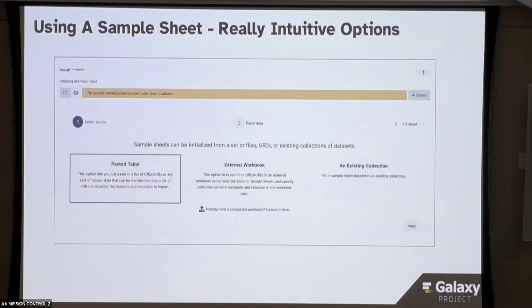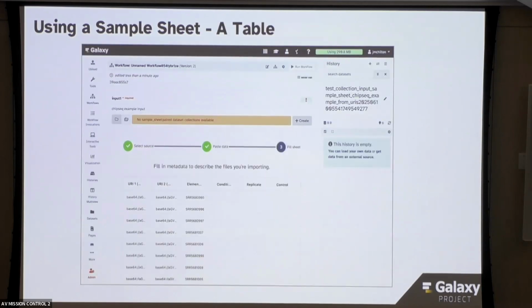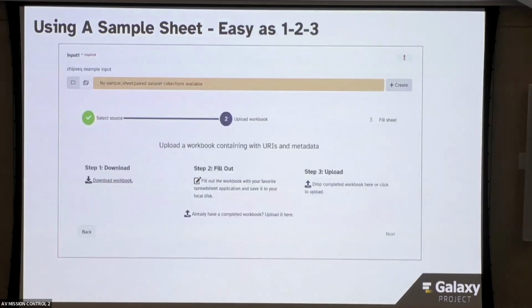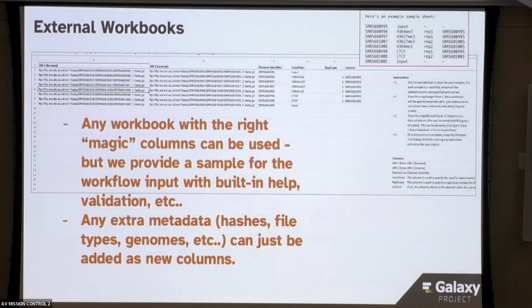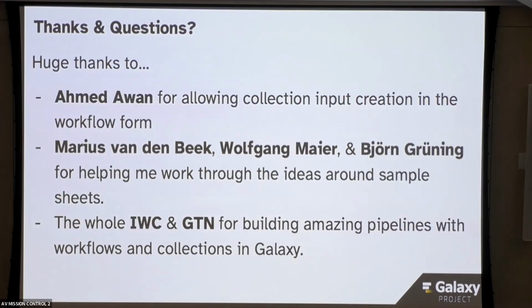This uses Ahmed's great work. If I specify a sample sheet input, I have different ways to do it. I can paste in a bunch of URLs, and I get a nice spreadsheet version. It's automatically paired all the data. It's got the columns that can be filled in. All the validation happens. If there are drop-downs, this is all typed, et cetera. You can do it with external workbooks also. Same thing. You can download any sort of workbook, but you can download a special template for your workflow. Anyway, I ran out of time.